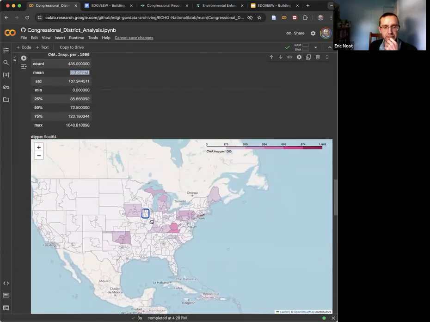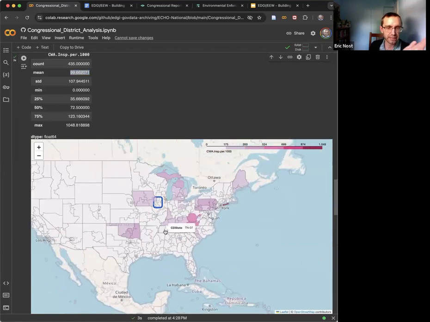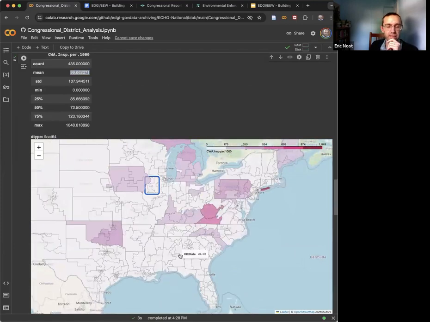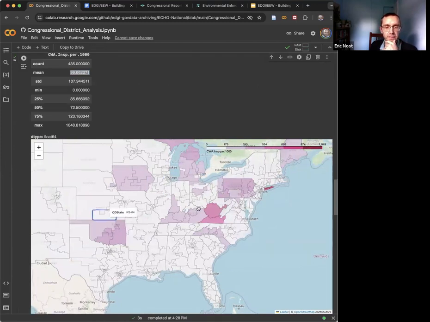And we see that here. We see some states. It does tend to fall along state lines because environmental protection laws are implemented at a state level and data about them are reported at the state level. So we see Iowa, Michigan, Pennsylvania, Kentucky, Oklahoma reporting more Clean Water Act inspections per 1,000 facilities than other states.